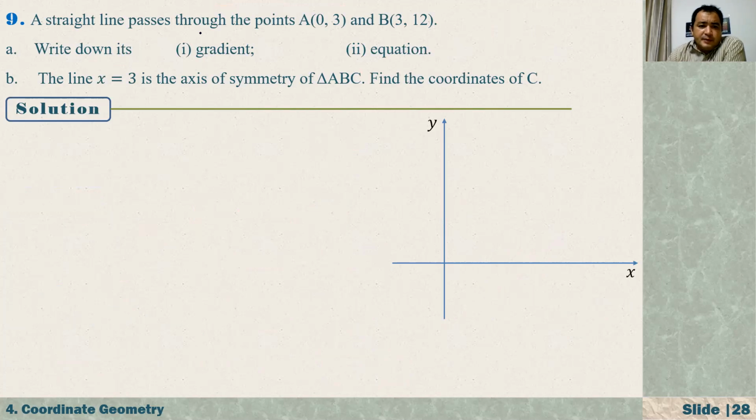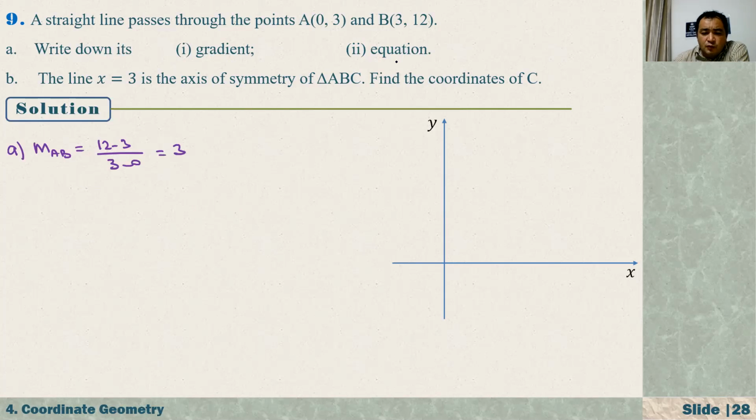A straight line passes through the points A (0, 3) and B (3, 12). Write down its gradient and equation. Okay, we know how to do that. The gradient of AB is equal to (12 minus 3) over (3 minus 0), which is equal to 3. So the gradient of the line is 3.